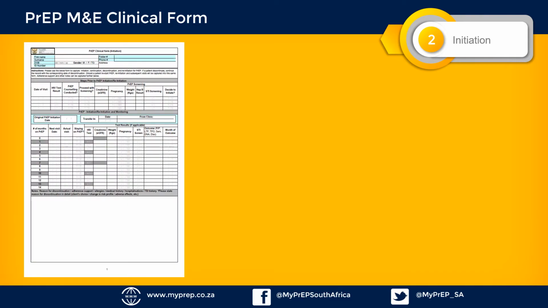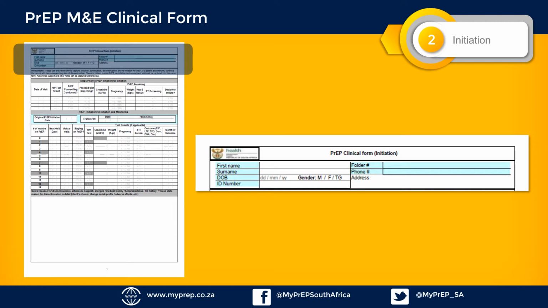Now, let's take a look at the form a little more closely. The form has 3 sections. The first section of the form is the block at the top of the page. This is where you will record a client's demographic information: name and surname, date of birth, the gender with which they identify, ID number if they have one, folder number, phone number, and address.